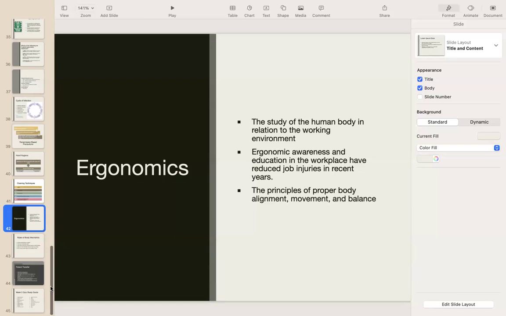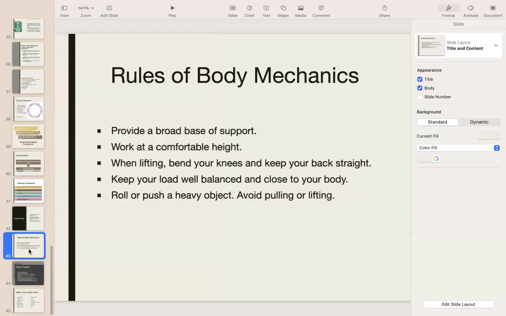So when you do a lot of those motions, we do a lot of walking, there is a chance you can injure yourself. So ergonomics is the study of the human body in relation to the working environment. Ergonomic awareness and education in the workplace have reduced job injuries in recent years, and the principles of proper body alignment, movement, and balance are basically the foundation of ergonomics. So, rules of body mechanics.